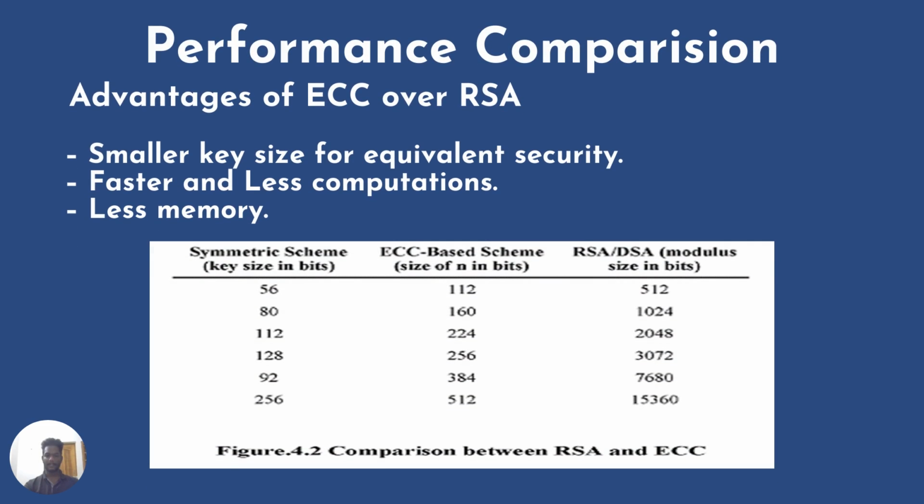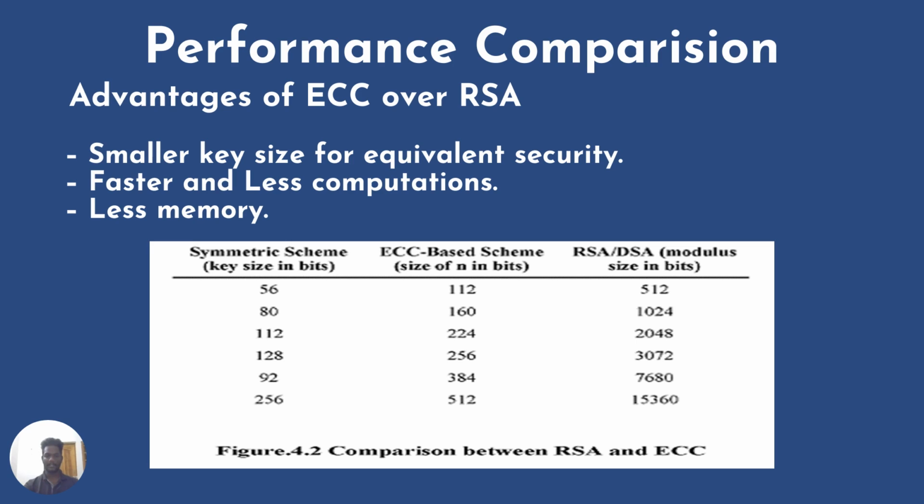Performance comparison is nothing but comparing ECC over RSA, because RSA is also a public key cryptography and ECC is also a public key cryptography. The difference is that in ECC we will be using smaller keys, and RSA will be using larger keys. Nothing but we will be using P and Q as bigger integers, big integers. But in ECC we will be using small numbers.